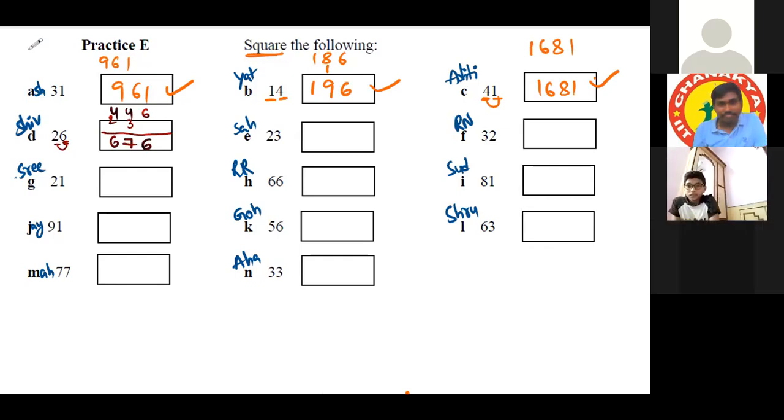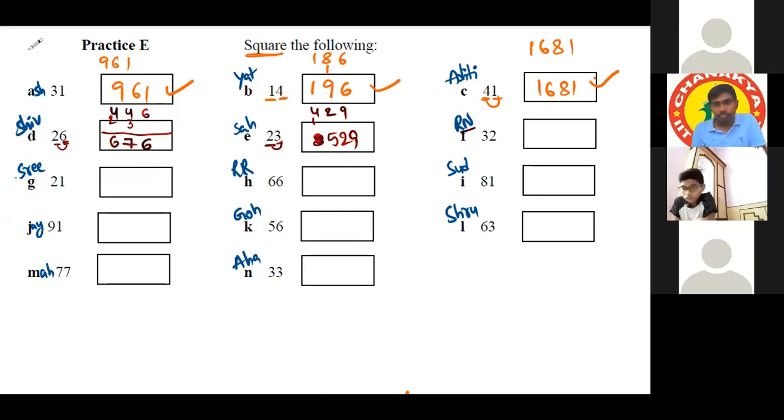Then Sahaswita, proceed. 2 square is 4. Duplex of 2 is 4. Duplex of 23 is 12, 2 into 2 into 3. 3 square is 9. When we balance it, 529. Correct.